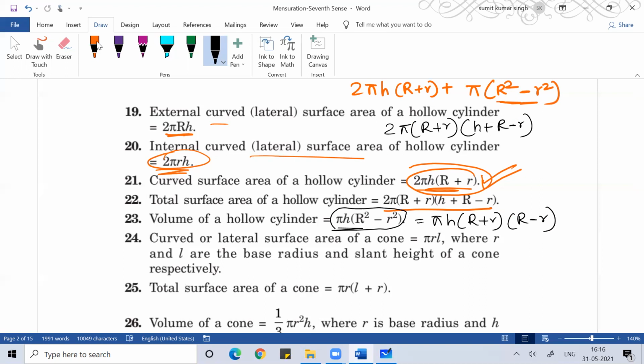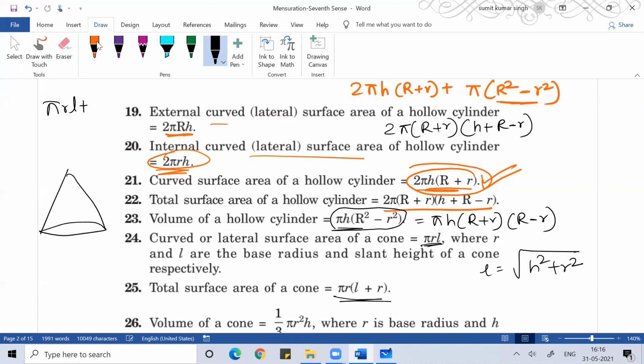Lateral surface area of a cone is πrl, where how will you find the value of l? l is equal to the root of h² + r². Total surface area of the cone: when we say cone, the lateral surface area of the cone you'll get as πrl. And then there is the area of the base also. If you include the area of the base, it becomes πr². There you can take πr common, so you will be left with, under bracket, r + l.